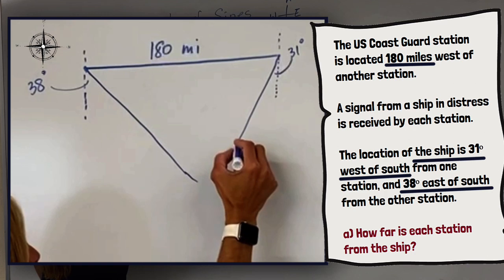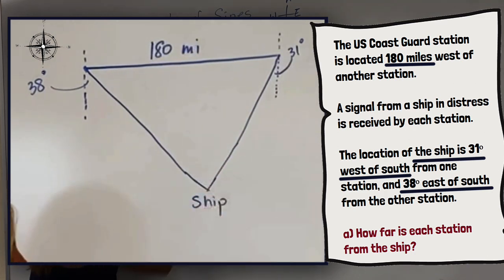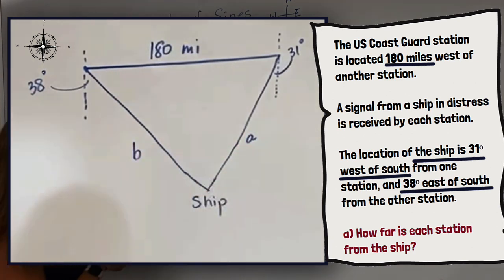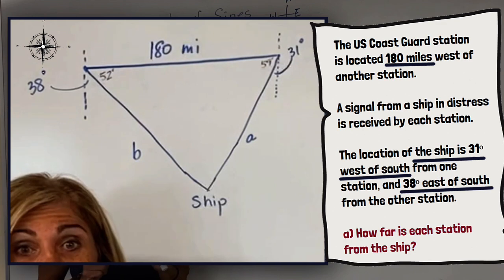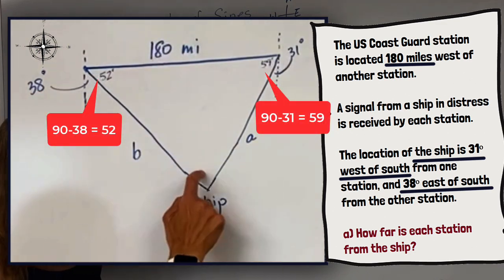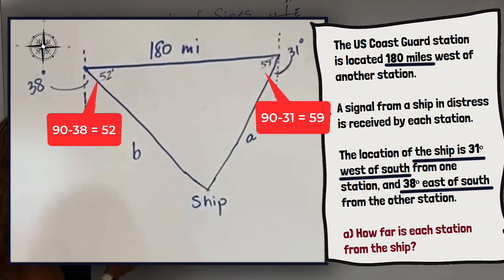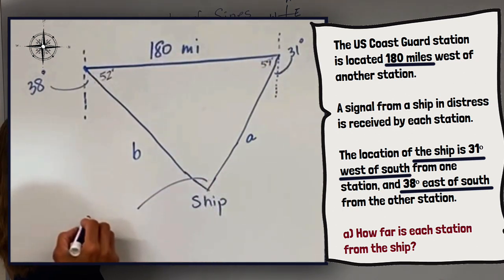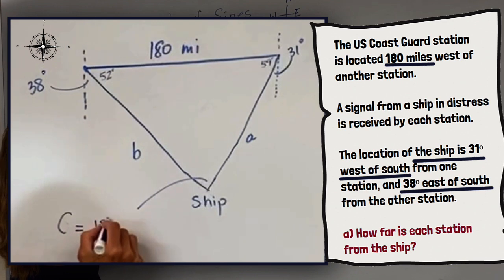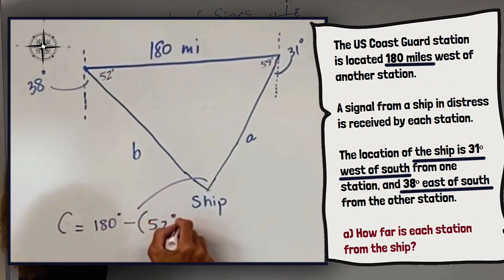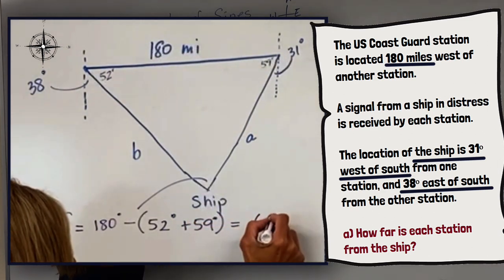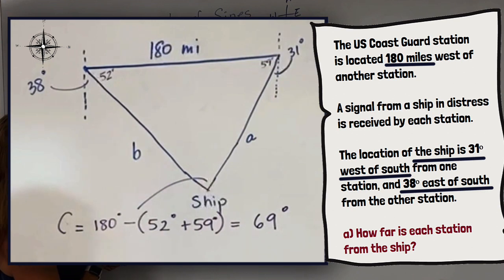So we want to know where the ship is. And here's our ship. So we are trying to determine this measurement, let's call it A, and this measurement, let's call that one B. Now that we have these two angles, we can determine the third angle in our triangle. We know that the sum of angles in a triangle is 180. So this measurement we can call angle C. Angle C is 180 minus the sum of the other two angles, and that leaves us with 69 degrees. So this missing angle is 69 degrees.